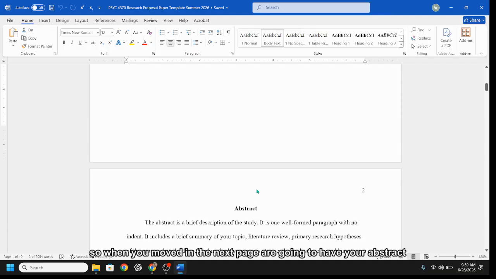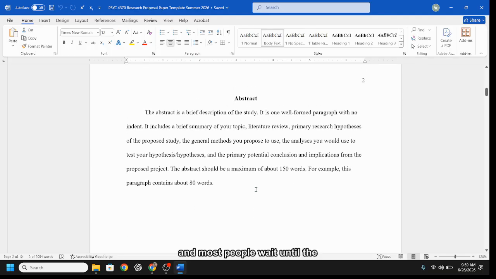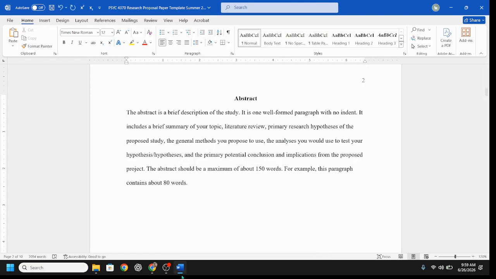So when you move to the next page, you're going to have your abstract. And most people wait until the end of their paper, and by the end I mean they've finished writing everything else before they write the abstract, because the abstract is a summary. It's a very short summary, but it's a summary of your entire paper. So it's one well-formed paragraph. It should have no indentation. I don't know why that got indented right there.